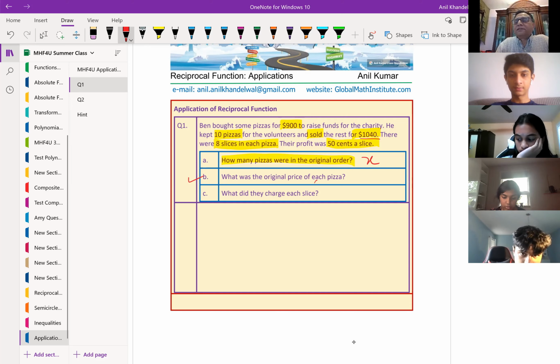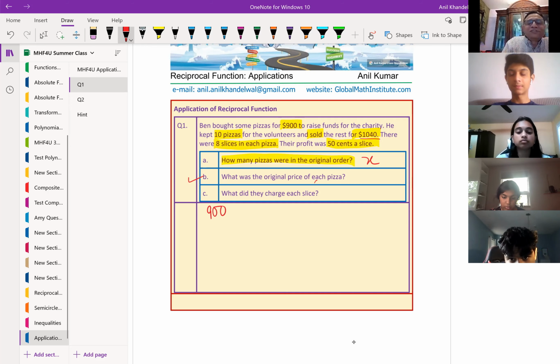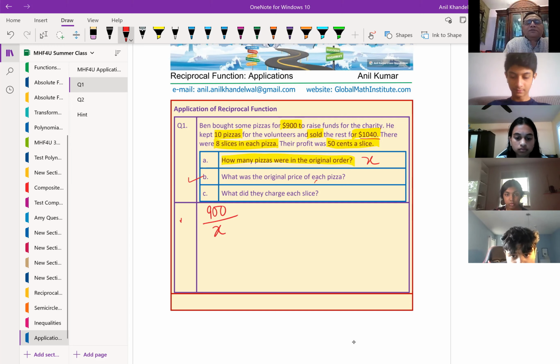Total price is $900, right? So $900 is the total. We don't know how many pizzas, but you want the price, dollar value, correct? If you divide by the number of pizzas, you know each pizza's cost, correct? This is the original price. We say cost price. Is that okay? Is that clear? By pizza doesn't mean each slice of pizza. When you buy it, you don't buy it with slices, right? When you are selling, then you are selling by slices.